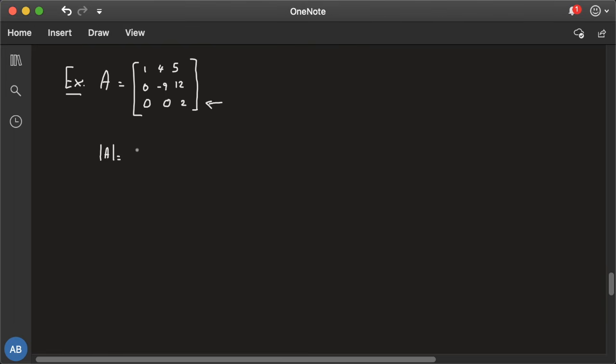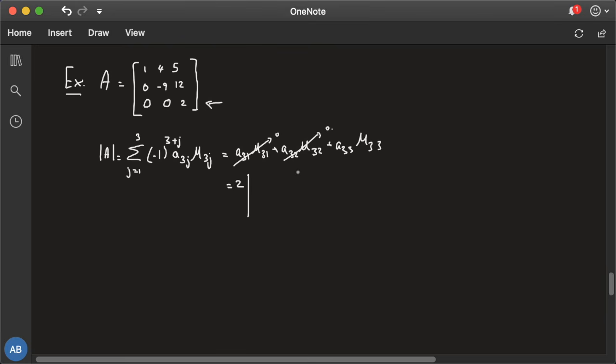So the determinant of A, expanding along the third row, is the sum over j going from 1 to 3 of (-1) to the power 3 plus j times a3j times m3j. We get a31 m31 plus a32 m32 plus a33 m33. a31 is 0, a32 is also 0, a33 is 2, multiplied by m33, which is 1 times minus 9 minus 0 times 4. That is equal to 2 times minus 9 minus 0, that is minus 18.